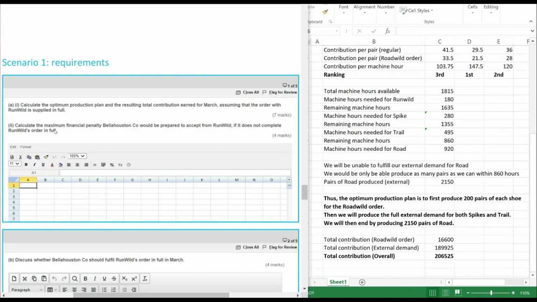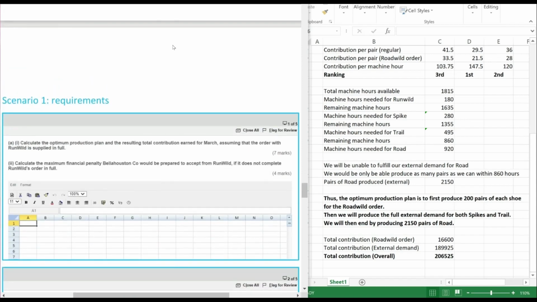It says calculate the maximum financial penalty Bella Houston Co. would be prepared to accept from Runwild if it does not complete Runwild's order in full. So remember what they said, Runwild would charge a penalty to Bella Houston if they do not fulfill their order in full. Now, how would we calculate the maximum amount of penalty they'd be willing to pay? Well, if they were to break the agreement with Runwild, how much more money could they potentially make? That's what we're looking at.